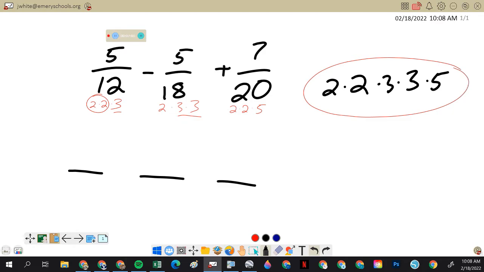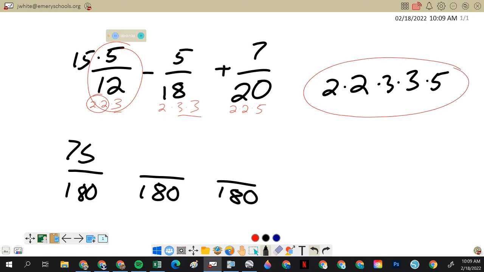And what is that number? 2 times 2 is 4, times 3 is 12, times 3 is 36, times 5 is, what is that? Yep, 180. Okay, so all of these are 180. Okay, what is this fraction lacking? It needs a 3 and it needs a 5, which is 15.